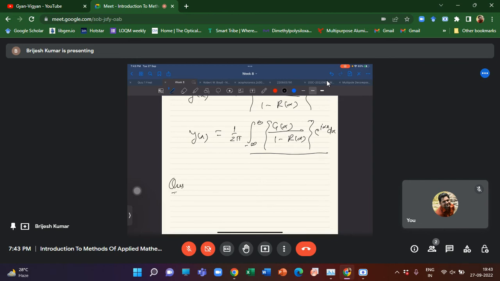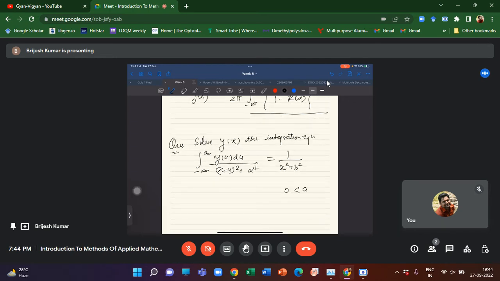Next question: solve for y(x) the integral equation, the integral from minus infinity to infinity of y(u) du upon (x minus u) whole square plus a square, and this will be 1 upon x square plus b square, where 0 is less than a less than b. So how can we proceed with this?